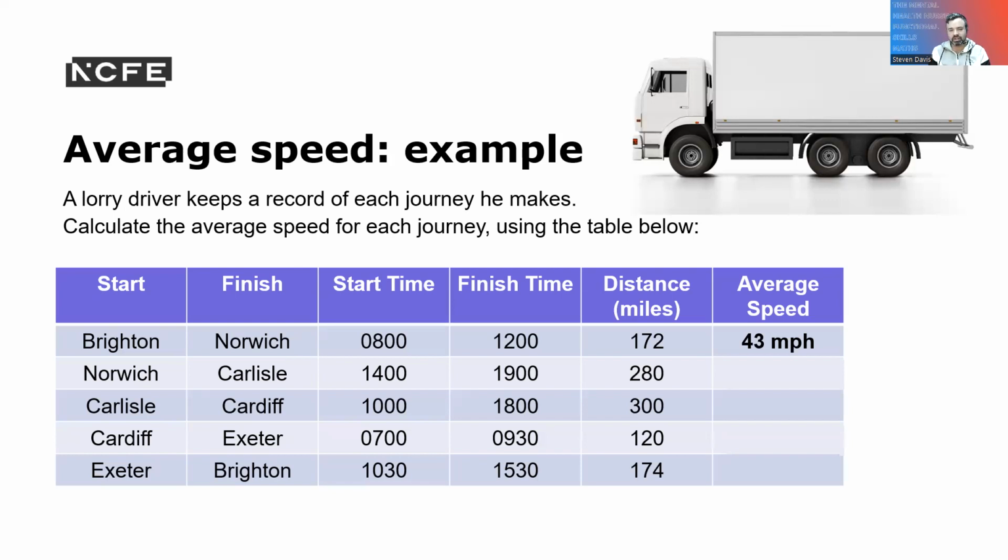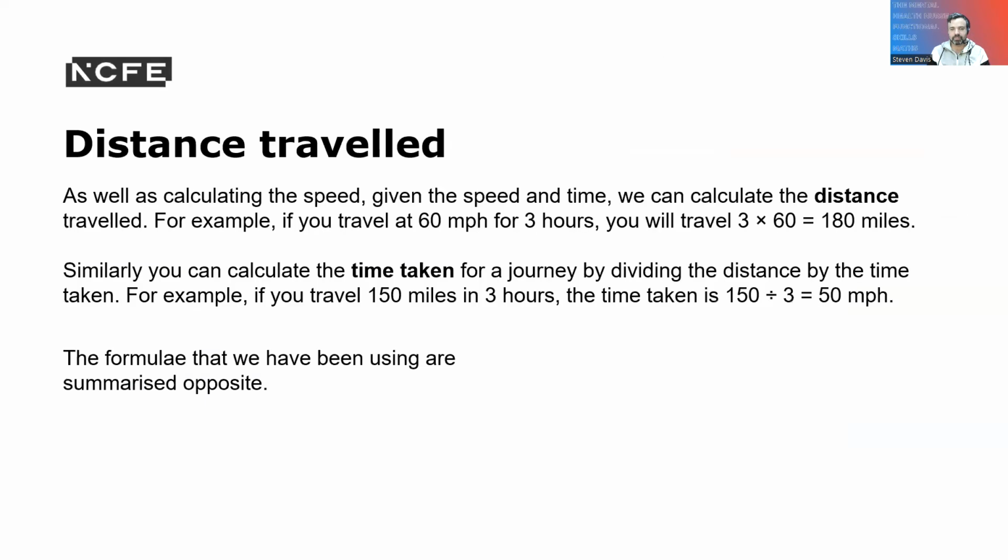So have a little go with Norwich to Carlisle. Start time is 2 o'clock. End time is 7. So 2, 3, 4, 5, 6, 7. So that's 5 hours, isn't it? Okay, shall we have a look? So the first one is 56 miles per hour. The second one is 37.5 miles per hour, then 48 miles per hour, and the last one is 34.8 miles per hour. Did you get those all right?